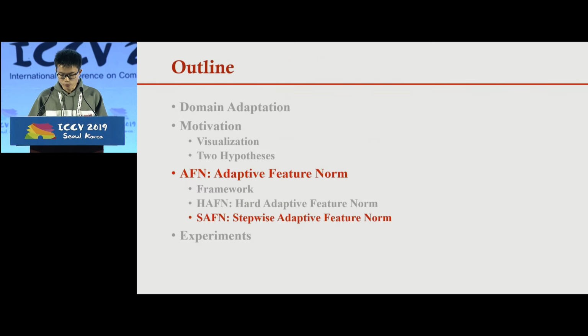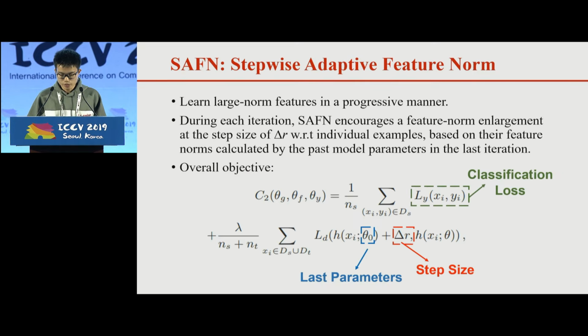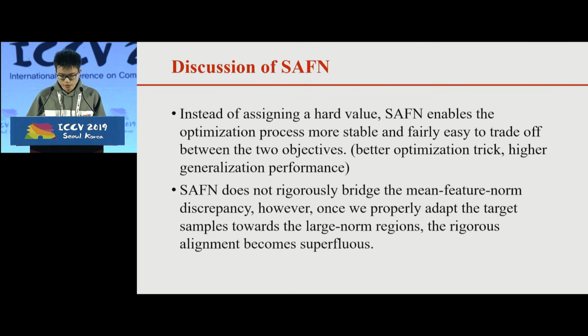For this reason, we introduce our Stepwise Adaptive Feature Norm approach to learn larger norm features in a progressive manner. During each iteration, SAFN encourages feature norm enlargement at the step size of delta R with respect to individual samples, based on their feature norms calculated by the past model parameters. Instead of assigning a hard value, SFN makes the optimization more stable and fairly easy to check.